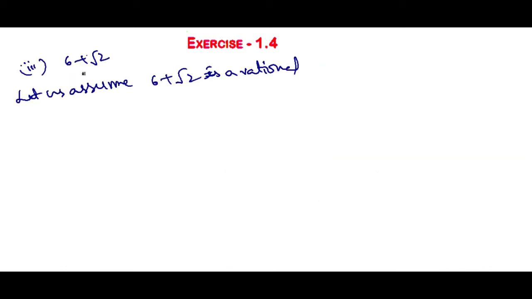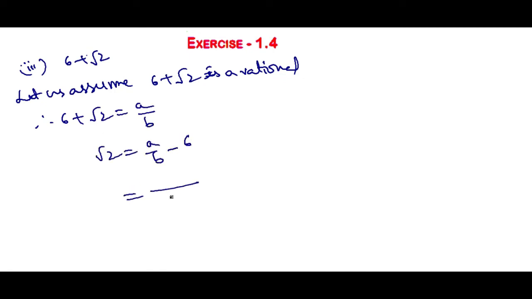So the third question, 6 plus root 2. First we need to assume that 6 plus root 2 is a rational number. Therefore we can write 6 plus root 2 as a by b. Now root 2 will become a by b minus 6. If we simplify the right side, taking b as the LCM, we get a minus 6 into b, so 6b, so root 2.